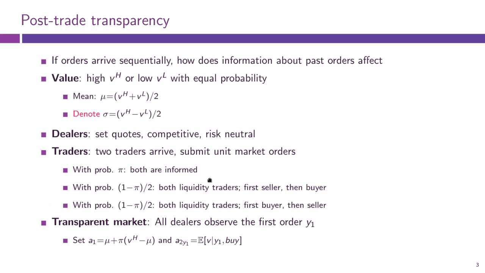And we'll be looking at two modes in which these markets can operate. So one is a transparent market, in which all dealers in the second period observe the first order Y1. And in the opaque market, only the dealer who actually executed the first order will know what it was. And just a note, all of these slides with the setup of the model are taken directly from lecture. So it's exactly the same model that we had there. The only difference, once again, is that I introduced this sigma.